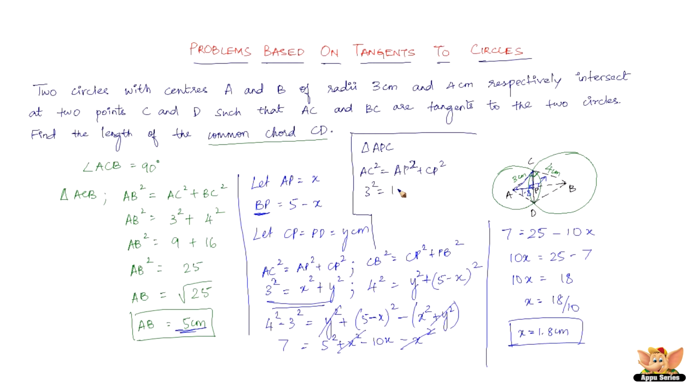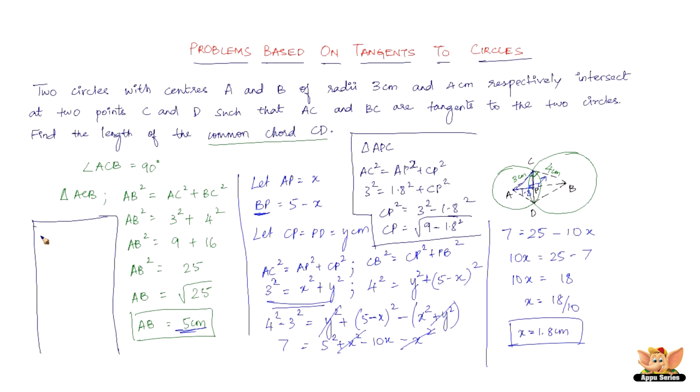So 3 square equals 1.8 square plus CP square. We've got CP square equals 3 square minus 1.8 square. So we have CP equal to root of 9 minus 1.8 square. Right? So we've got it. You just have to work it out. So we have CP equals root of 5.76. So CP equals square root of 5.76, which is 2.4 centimeters. So we found CP to be equal to 2.4 centimeters.